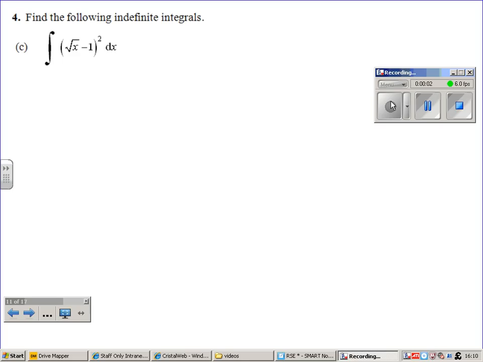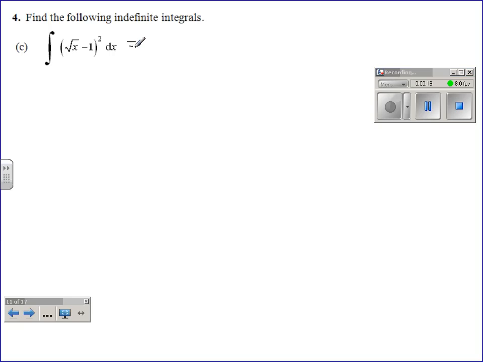Okay, on to question 4c. So again, finding an indefinite integral, all that means is there's no limits, and we need to integrate to find a solution. Now this one, you need to do something to it before you can integrate, so you look at it and think, what makes it a bit harder? You've got brackets there, so just expand the brackets out.